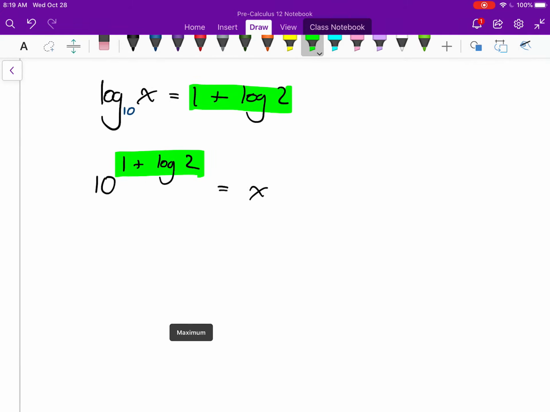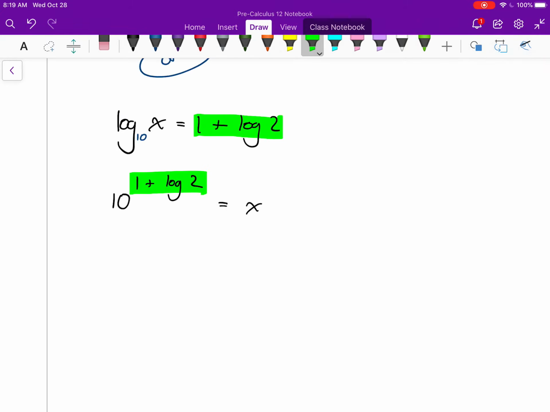OK, but like I said, I can get to 20 exactly without having to round anything. So how? This looks kind of messy, but the good thing is, again, everything you see highlighted in green is a constant, so it's not a variable at all. I have that 10 to the power of 1 plus log base 2. I can use my exponent laws backwards and write this as 10 to the power of 1 times 10 to the power of log of 2. And if you look at this in reverse, it's probably more obvious. I'm multiplying two powers of the same base. When you multiply powers of the same base, you can add your exponents. And if that works that way, I must be able to do it in reverse.